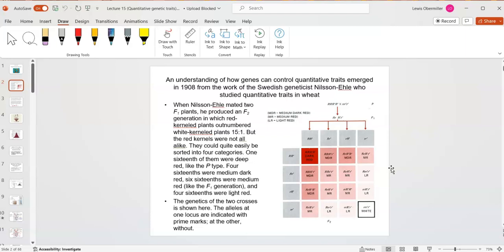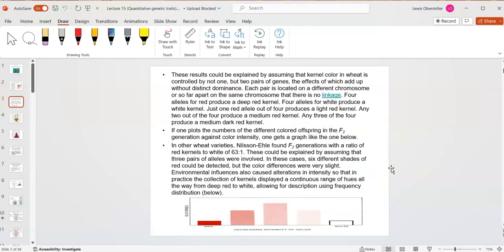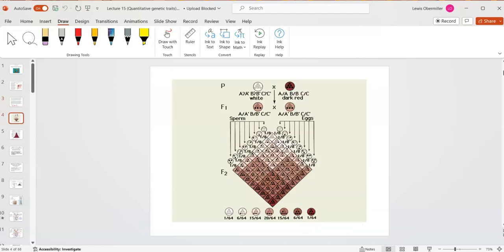It's the same thing in height in humans. There are lots of genes that we know of that control height, at least 15 different genes. I don't really want to get into this, but you can see that there is a variation in quantitative traits. And if we look at lots of these, you would see a very unusual ratio.